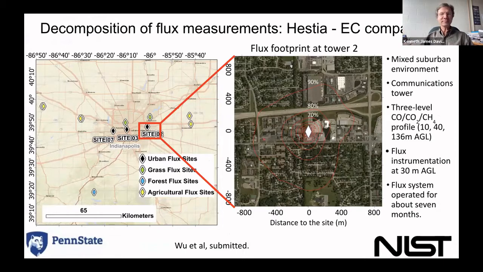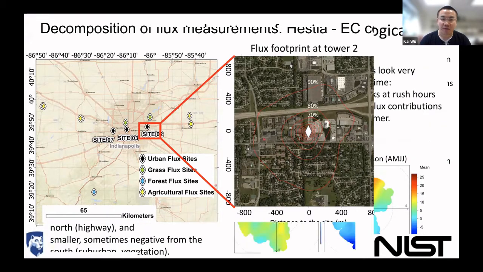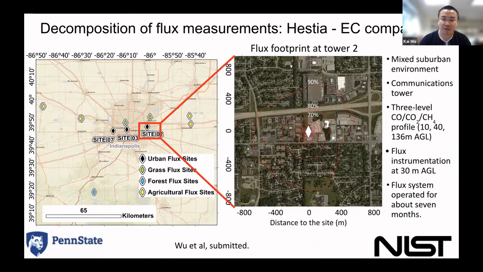No problem. Thanks, Ken. Yes, so here we measure net CO2 fluxes at Tower 2, which is located in a suburban area. And we also measure CO and CO2 mole fractions at this site at 10 meters and 40 meters height. At this site, we can see there is a highway to the north and the urban vegetation to the south, surrounded with detached houses. We use a flux footprint model to quantify the footprint of this flux data.